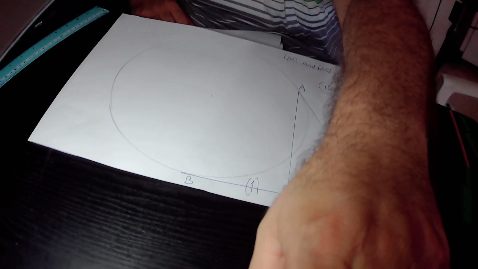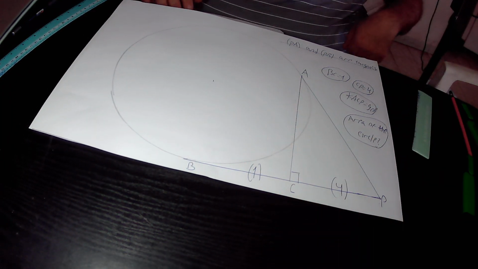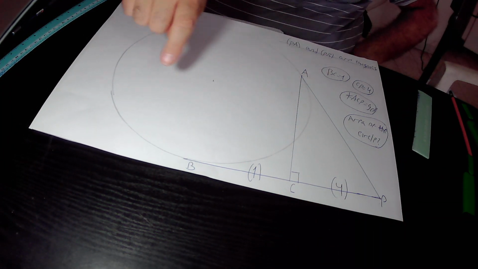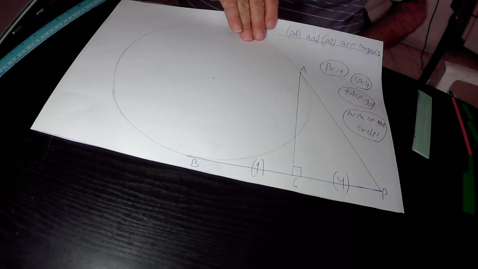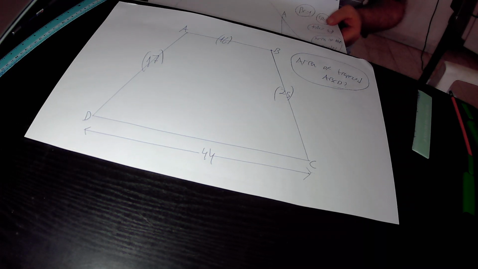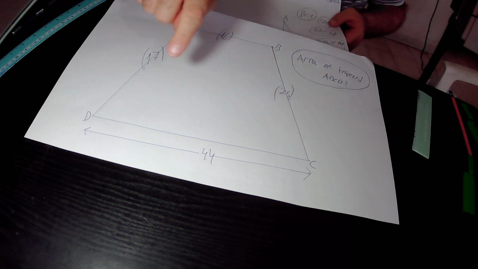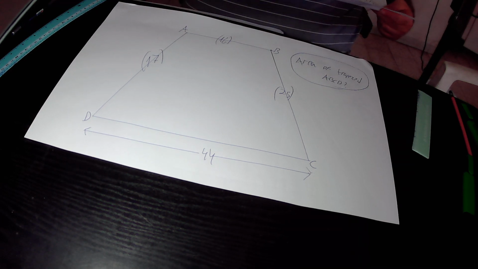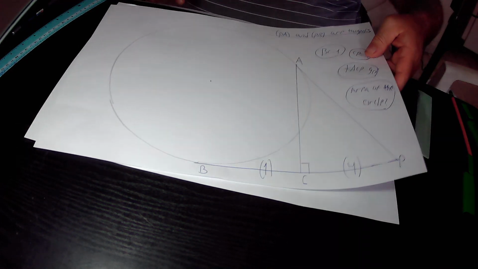And now in this lecture we'll answer two questions. In the first question we'll find out the area of this circle, and in the second question we'll find out the area of this trapezoid ABCD. We start with the first question.